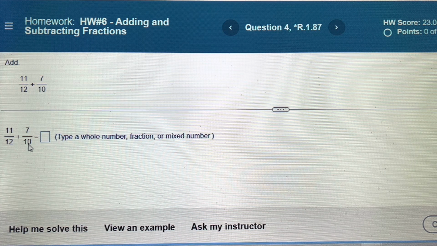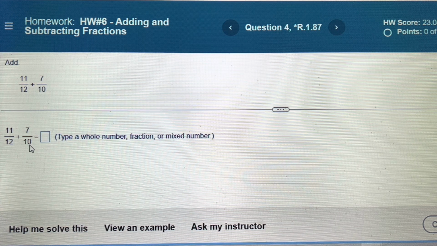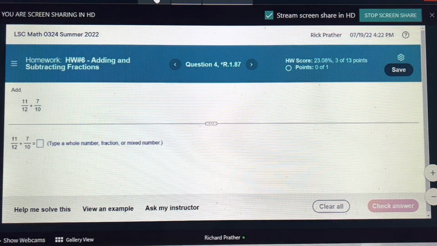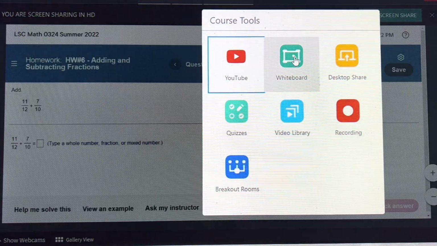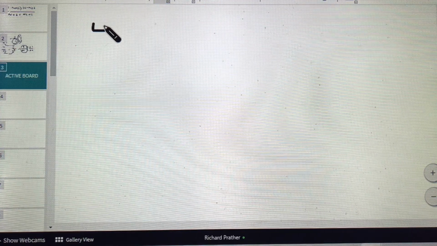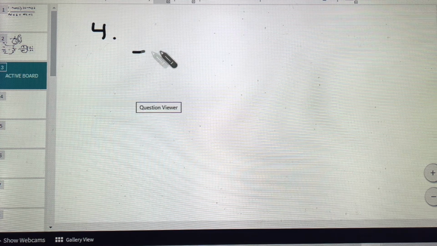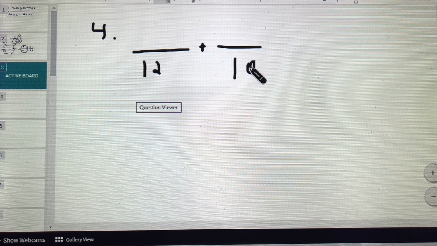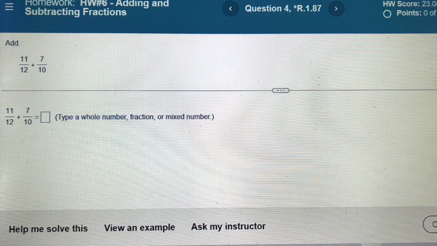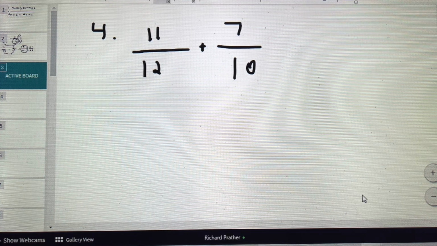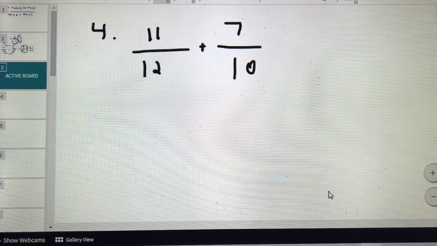Okay, now here's a good one, because with 10, I can't multiply 10 by anything to make it a 12. Unlike the last one where I could multiply 5 by 5 to turn it into 25. So if you can't make the smaller one look like the bigger one, then you've got to make them both bigger in essence. So 12 and 10 are my two original denominators. The numerators are 11 and 7. One thing that helps in a situation like this is, let me show you a couple of things.